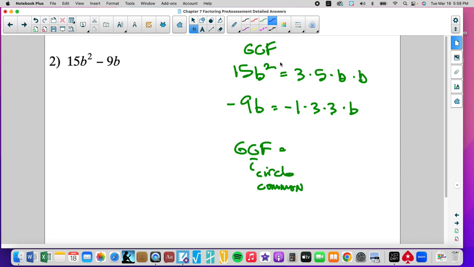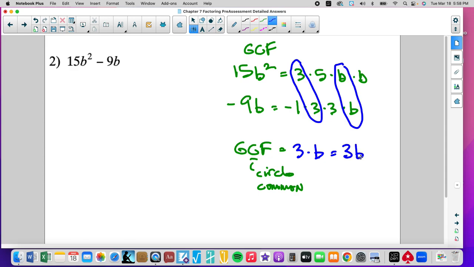So what do these have in common? Well, they have a 3 in common. They don't have a second 3, and they have a b in common. So this represents the GCF. So the GCF, the largest factor that I can pull from these two terms is 3b. So I'm going to put the 3b on the outside.